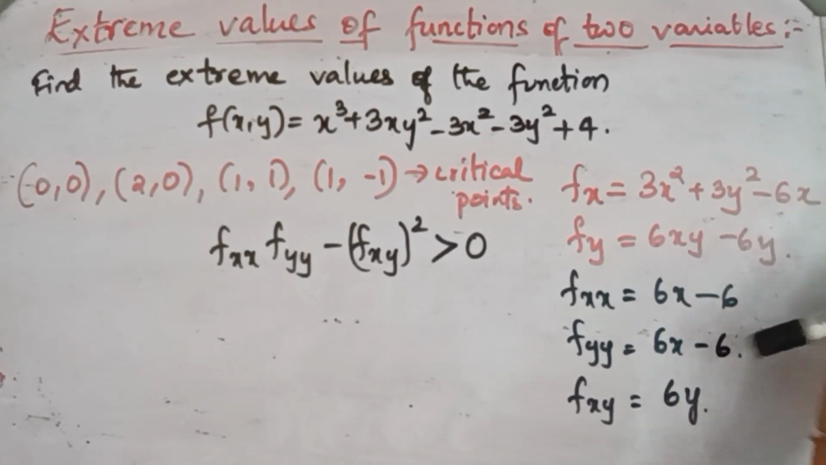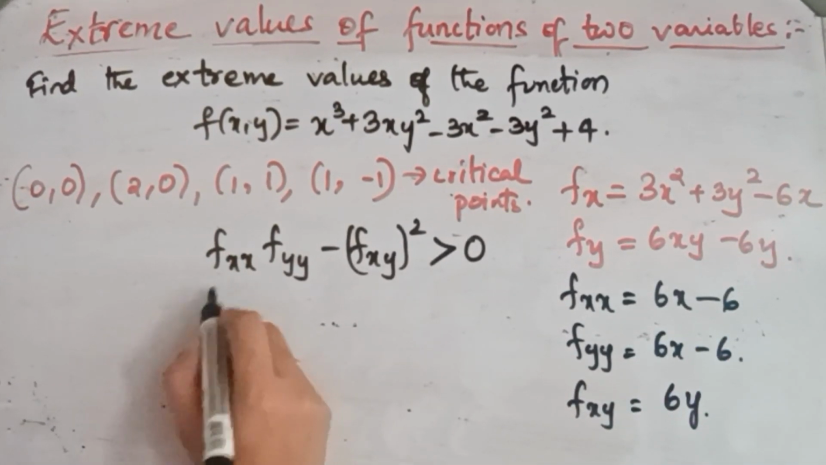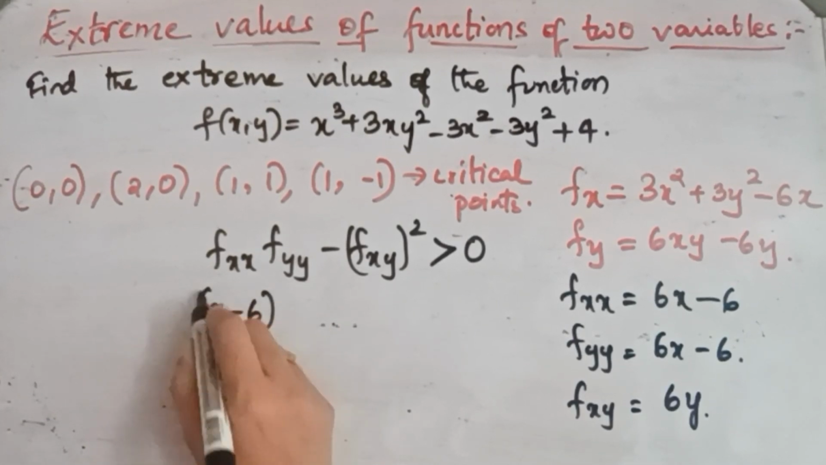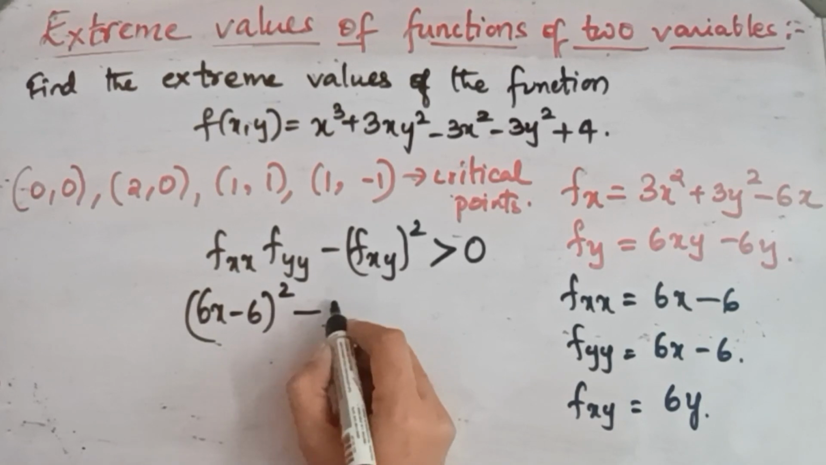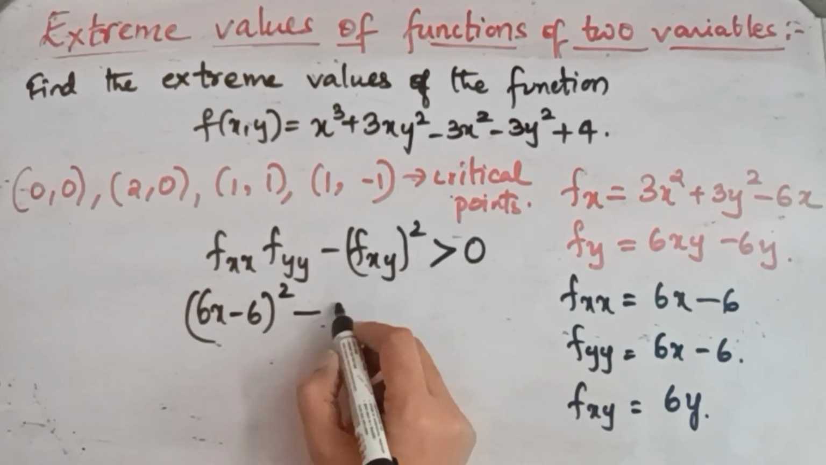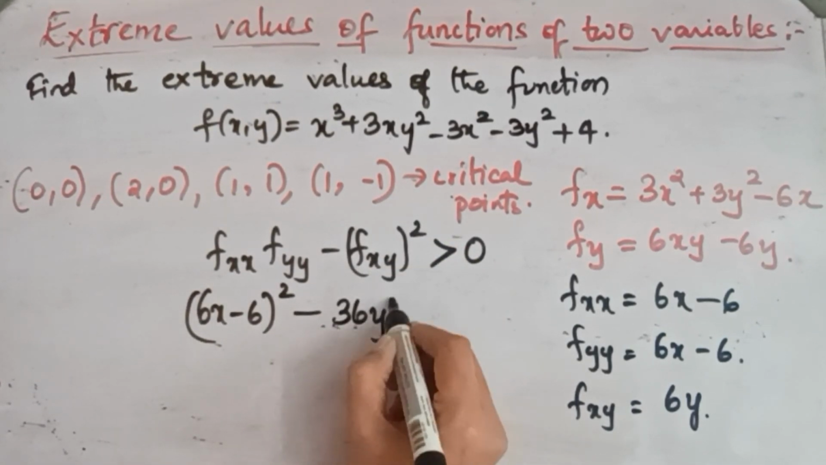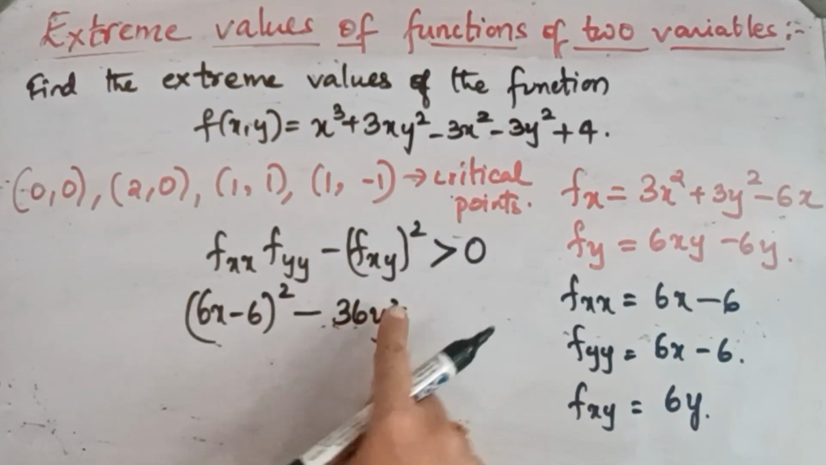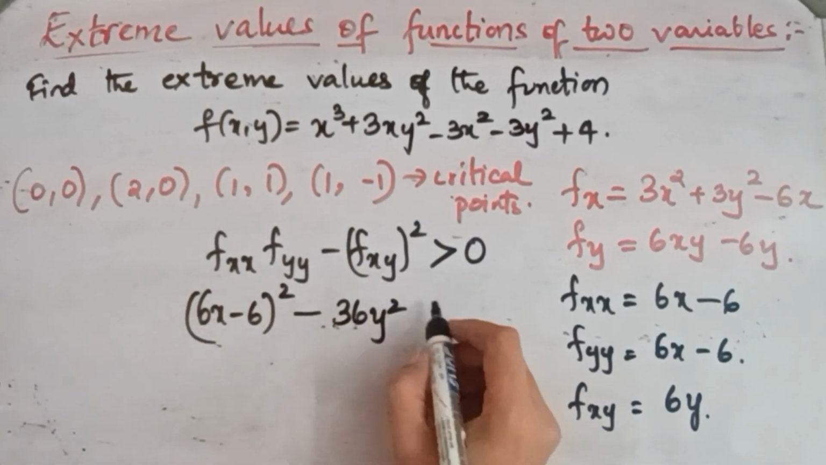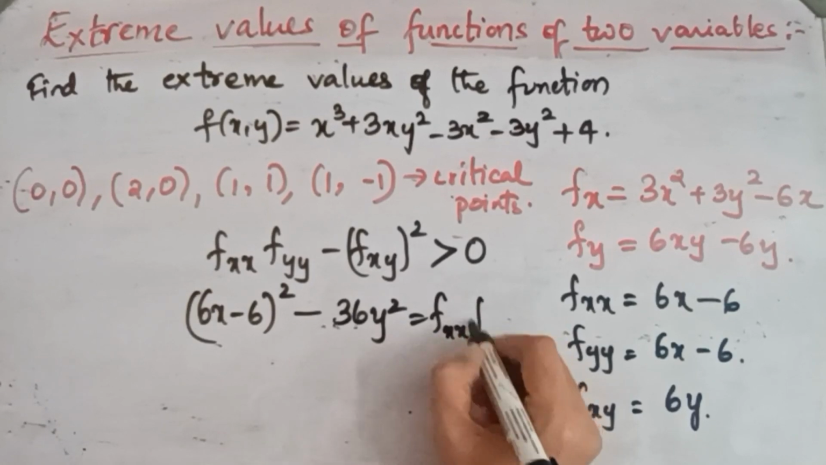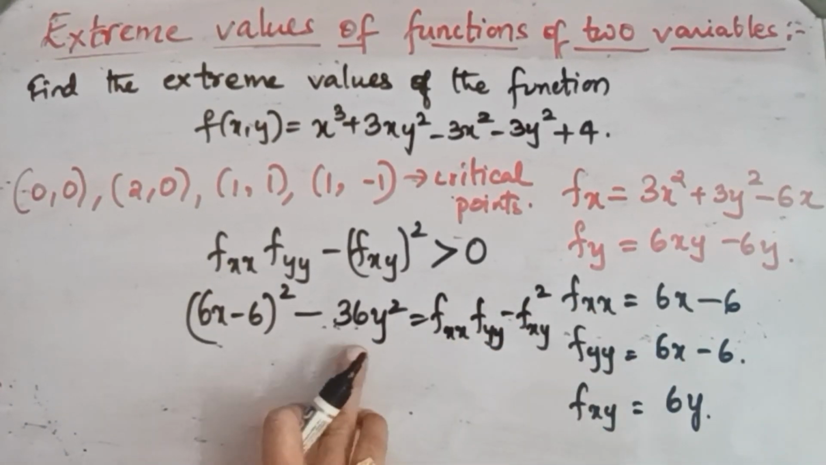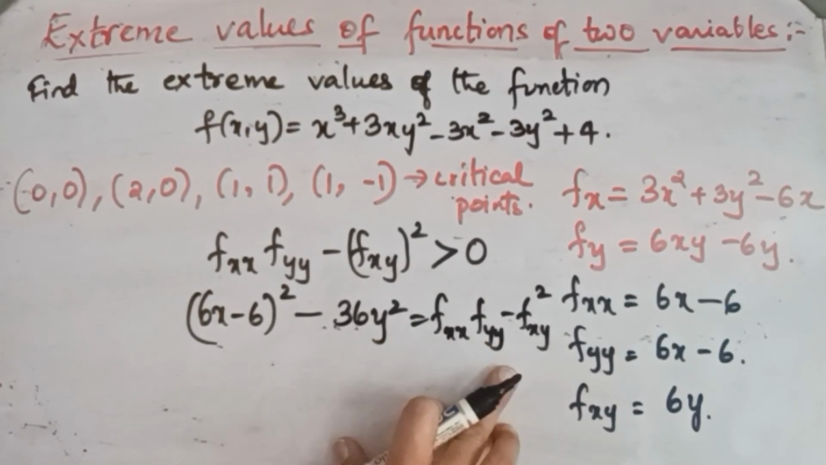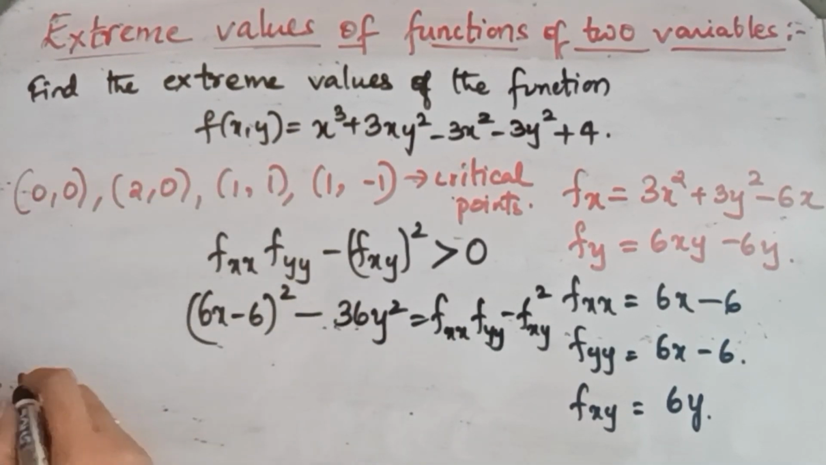So it gives you 6y. This is also 0. Now by substituting here, I'll get 6x minus 6 into 6x minus 6, which is 6x minus 6 whole square, minus 6y whole square, which is nothing but 36y square. This is the expression fxx fyy minus fxy square. Now I have to check, is it positive for each and every point.